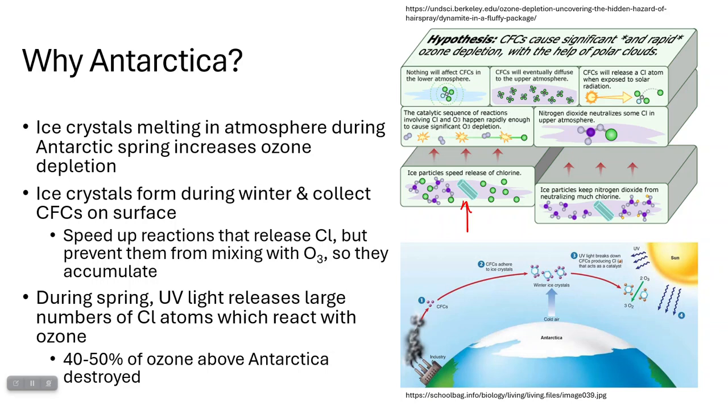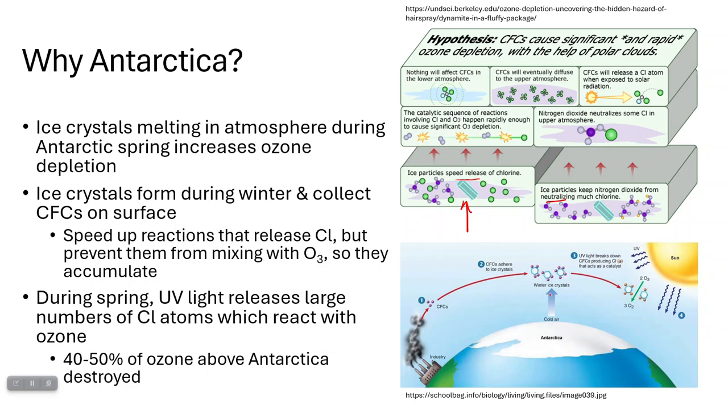So I have two diagrams here because I kind of liked both of them for different reasons. This one gives you specifics that ice particles speed up the release of chlorine, and it also prevents certain chemicals from neutralizing that chlorine. So it works both ways. It makes sure there's more chlorine around and it prevents that chlorine from being taken up.